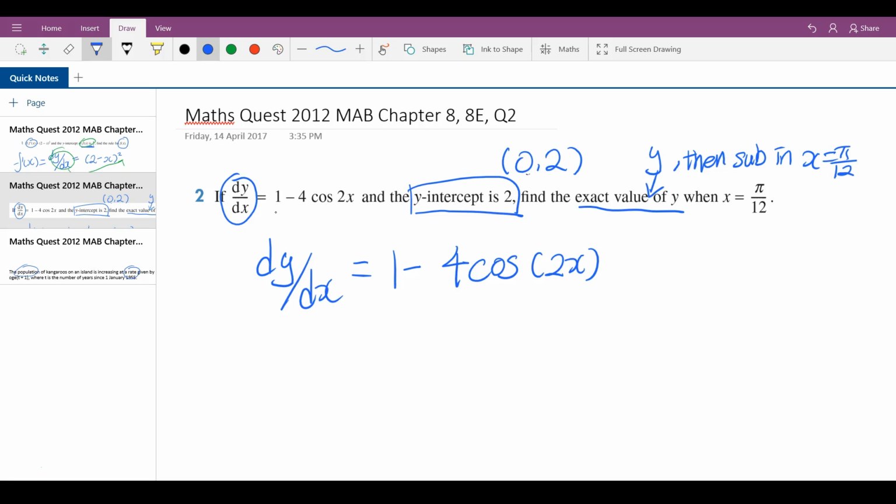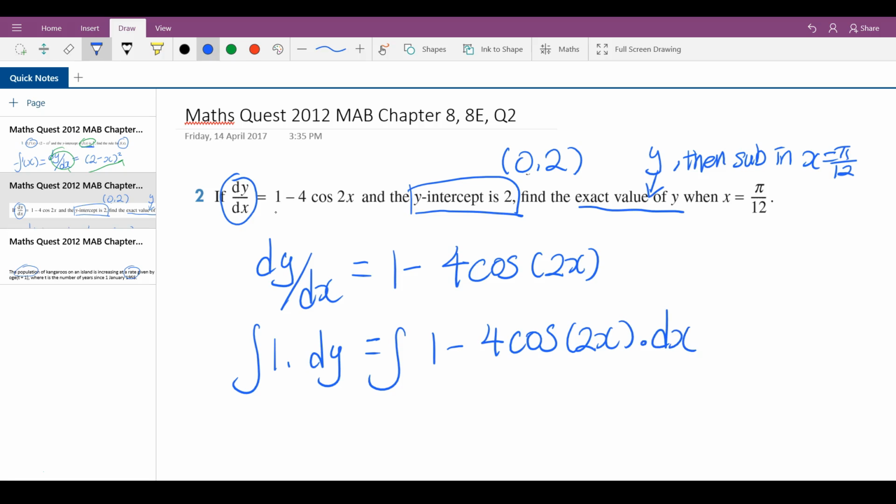Now the reason why I put a bracket around here is just a personal habit. I want to treat it as a unit inside because I don't want to bring the things out. Now I don't want to treat it as cos multiplied by 2x. There's no such thing. All right, so remember, to integrate, we move the dx to the other side, so it becomes integrate 1 with respect to y is equal to integrate 1 minus 4 cos bracket 2x with respect to x, right?